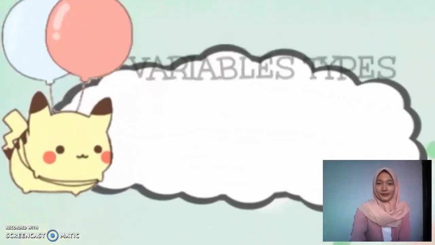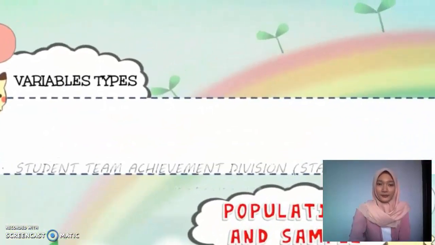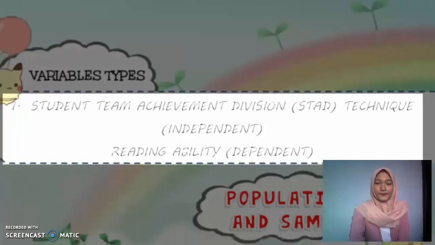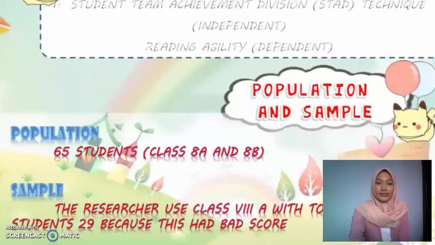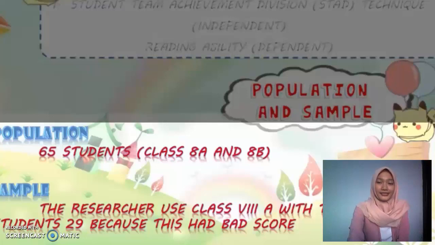Then here are the variable types. There are two kinds of variables. The independent one is the student team achievement division technique, and the dependent one is reading ability. About the population and sample, the population is 65 students, and the sample is class 8A with a total of 29 students.